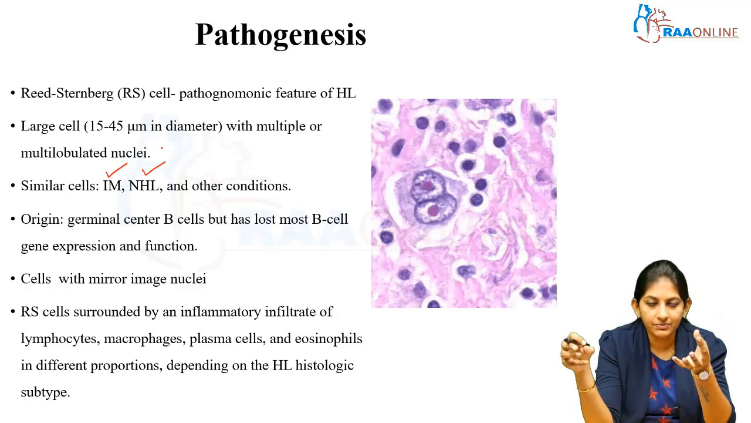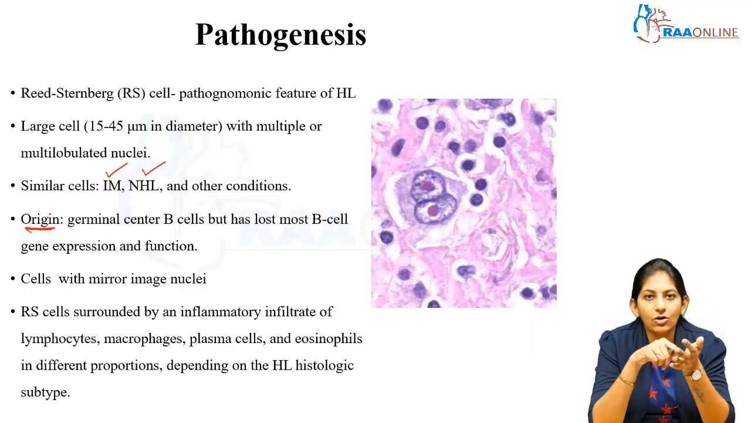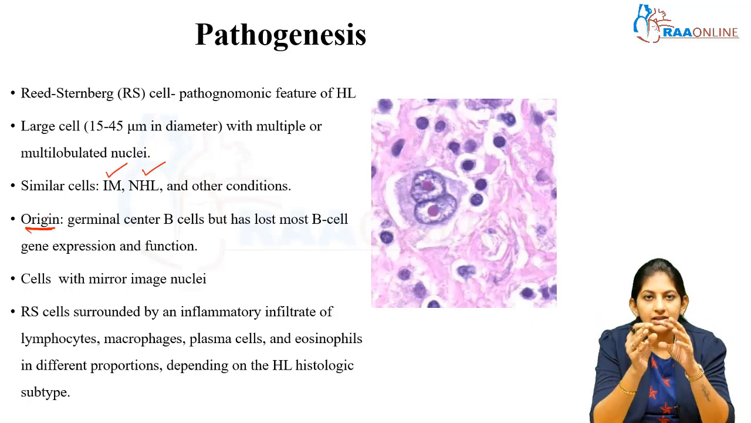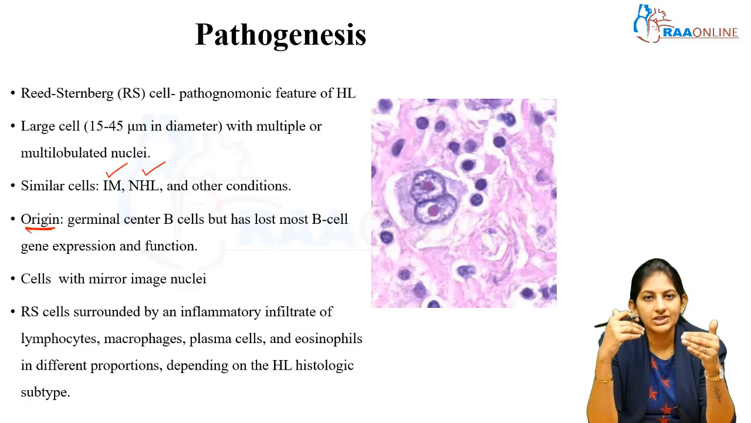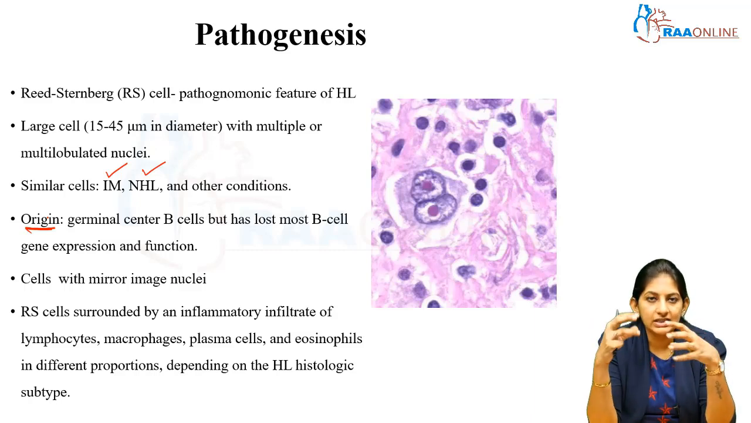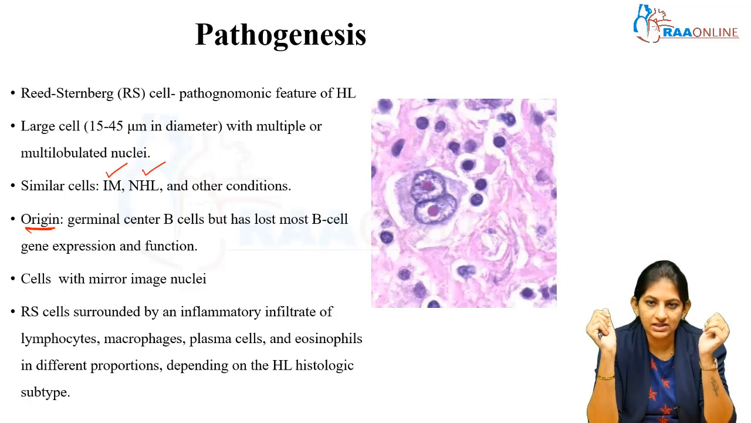Where is this cell coming from? This Reed-Sternberg cell originates from the germinal center B cells. The B cells present in the germinal center of the lymph nodes develop or modify to form a Reed-Sternberg cell. But this does not have the CD markers which are seen in a mature B cell: no CD19, no CD20, 22. So it has lost all these B cell expressions and B cell function. This is nothing but a neoplastic transformation of a germinal center B cell.